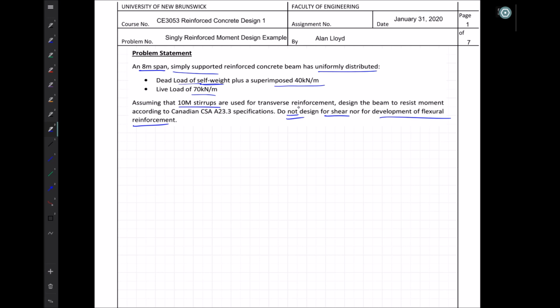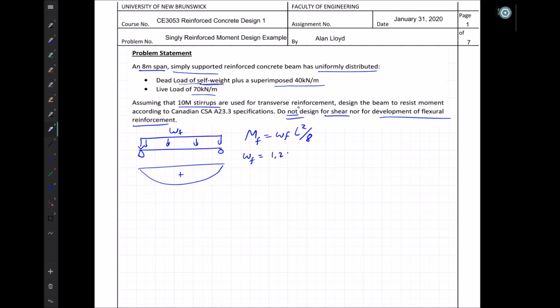If we look at the beam itself, then we would have an 8-meter span. There would be a distributed load on this beam, WF. And the magnitude of this load would give us a positive moment, with a maximum moment equal to WF L squared over 8. If we look at the factored load, this could be computed as 1.25 times W dead plus 1.5 times W live.